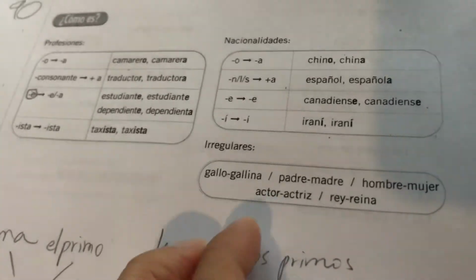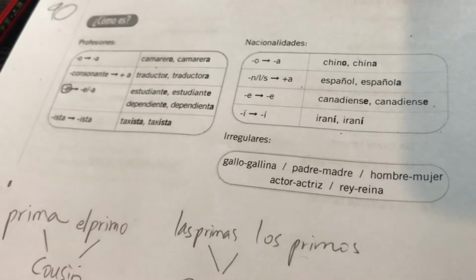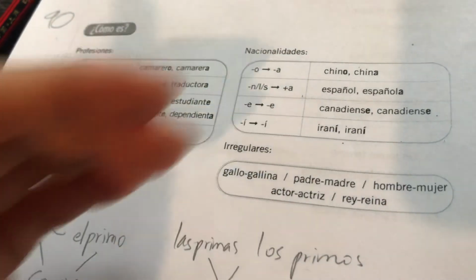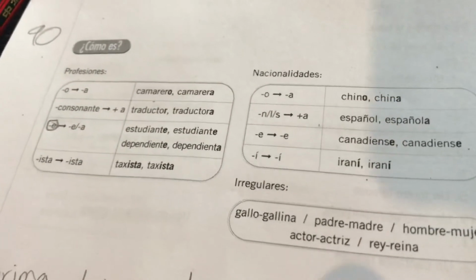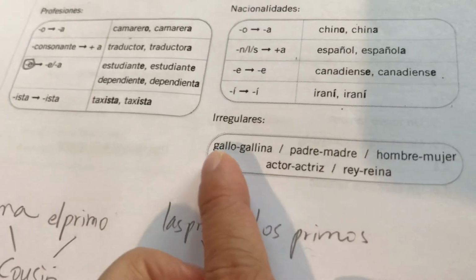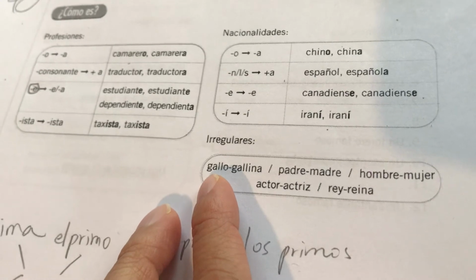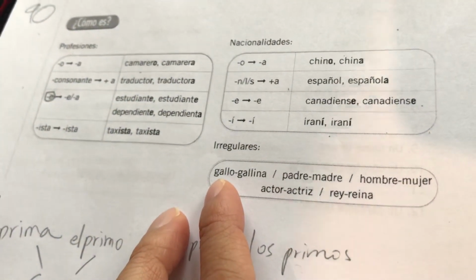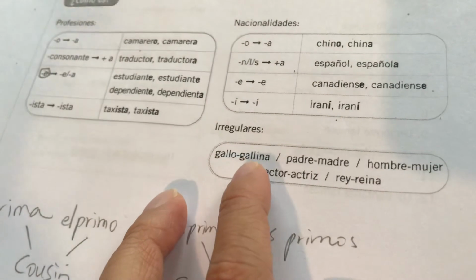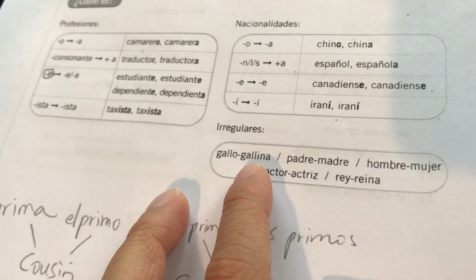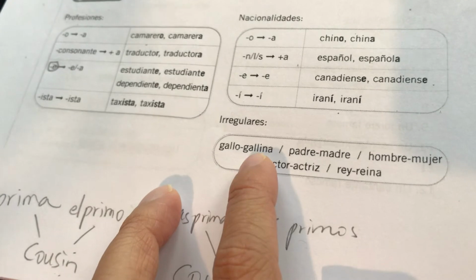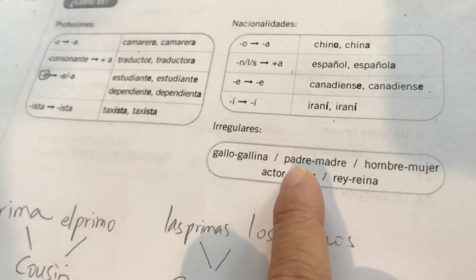So now there are some irregular words, which mean that the change is not as regular as what we just taught you here. For example, gallo. You know what a gallo means? Gallo is chicken. Yeah, rooster. Gallo is rooster. Gallina is a hen. So male chicken and female chicken.